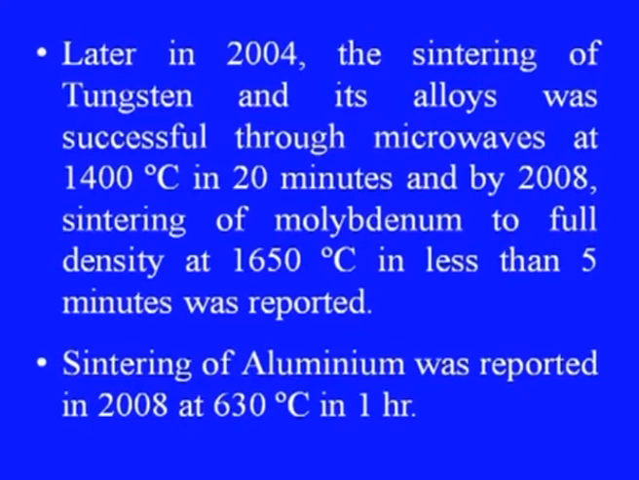Later, in the year 2004, the sintering of tungsten and its alloys was successful through microwaves at 1400 degrees Celsius in 20 minutes, and by the year 2008, sintering of molybdenum to full density at a temperature of 1650 degrees Celsius was achieved in less than 5 minutes. Then sintering of aluminum was also reported in the year 2008 at 630 degrees Celsius in 1 hour duration.